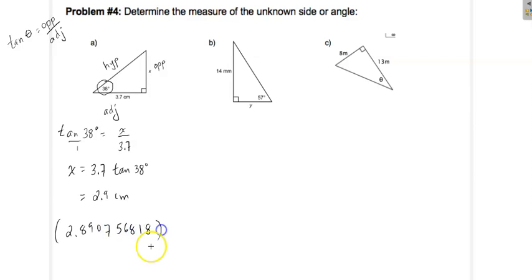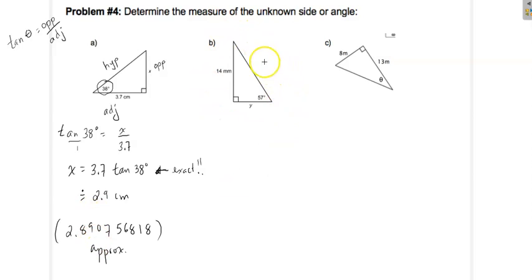Your calculator display, of course, was 2.89075618. This is an approximate value, and this right here is an exact value. Depending on the tests you may be writing in the future, and even in grade 11, your teacher might say you're not allowed to use a calculator because you would be expected to just leave your answers 3.7 tangent of 38. And this, of course, is an approximate value of 2.9, valid to one decimal place. If this was two decimal places, it would be 2.89.